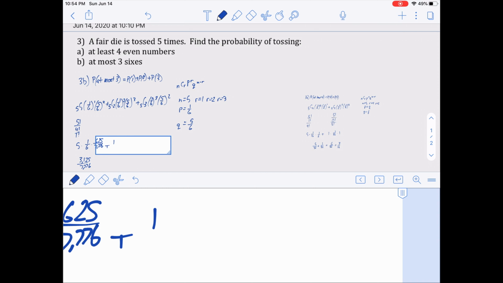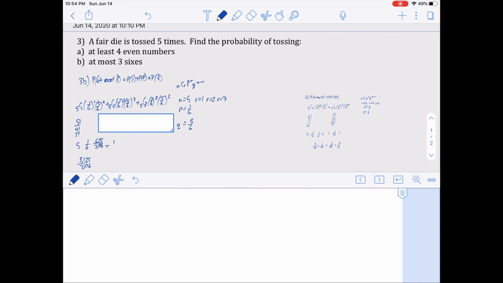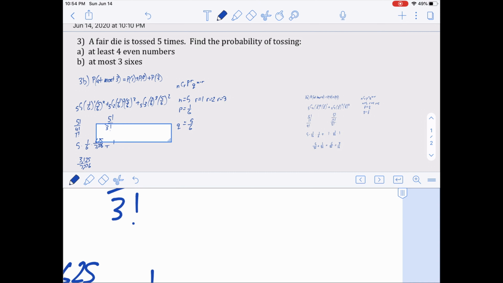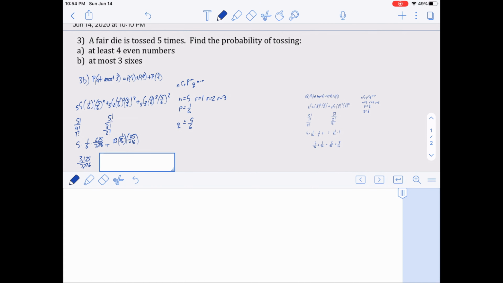Now we add the 5C2, which is going to simplify down to 5 factorial over 3 factorial over 2 factorial, which becomes 10, times the 1/6 squared, which is 1 over 36, times 125 over 216. And that all becomes 1,250 over 7,776.